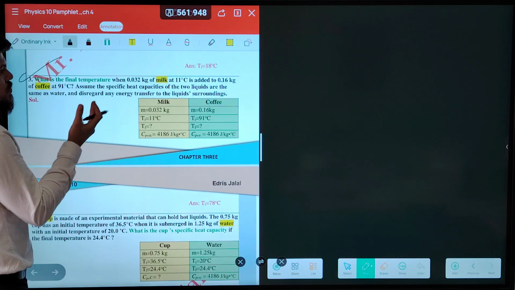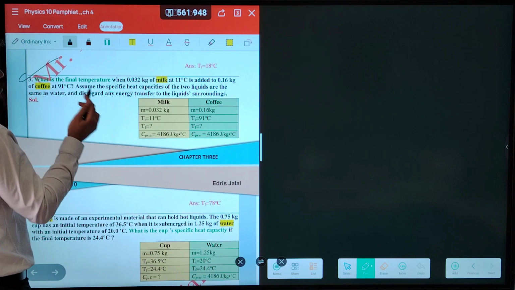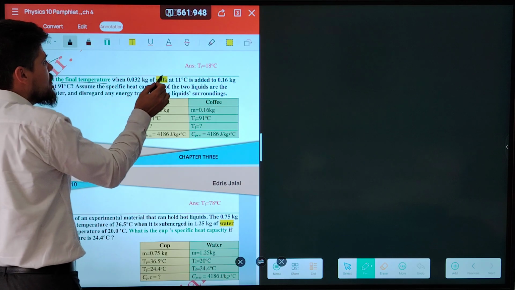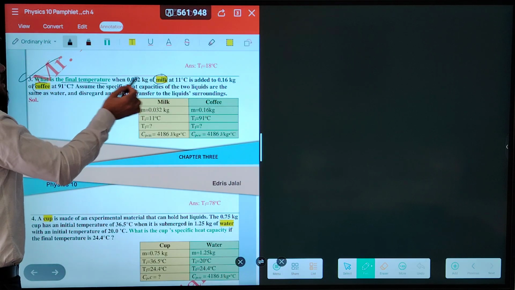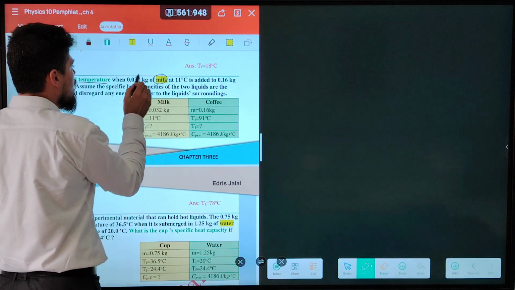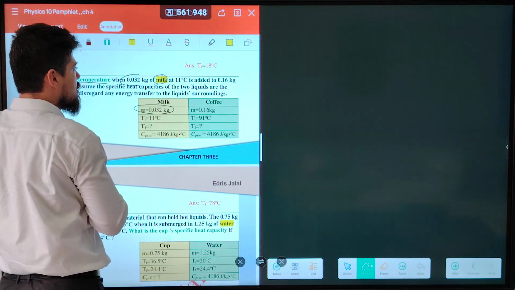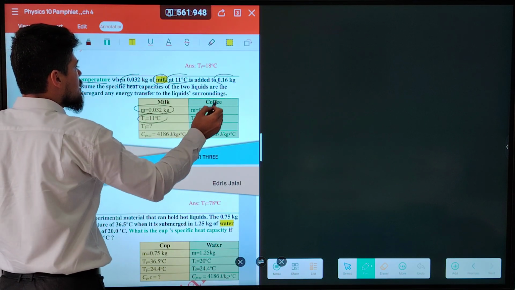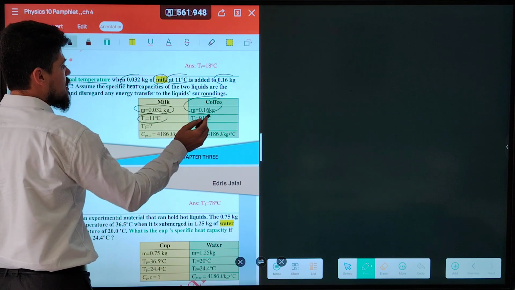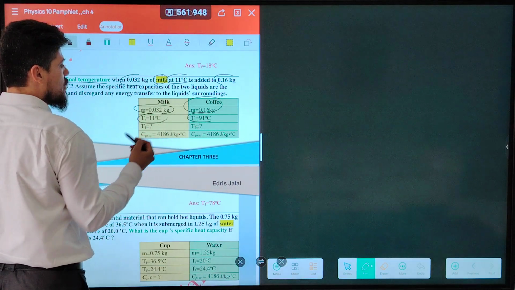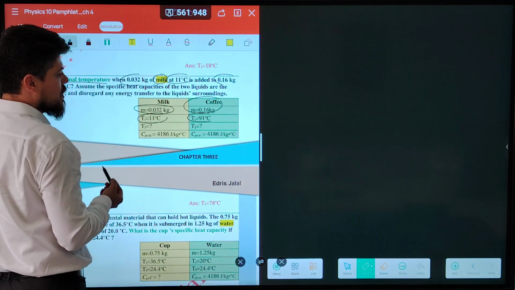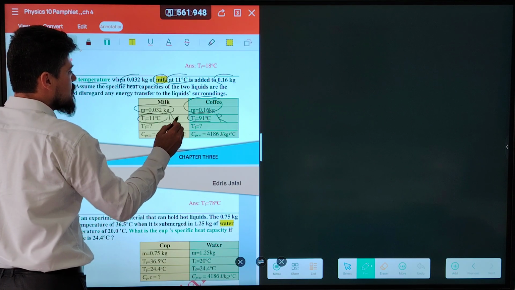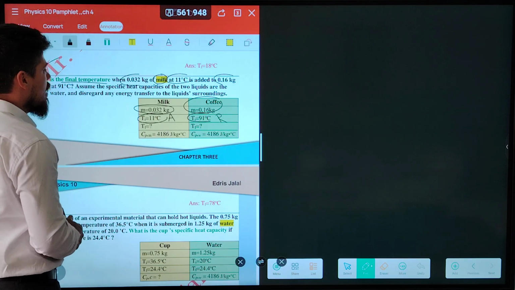Question 3, guys, also the same question as question 2 and question 1. Okay, it's not necessary to solve this question, but I will give you some information. What is the final temperature? Also, the final temperature is unknown. How many substances do we have? 2. Milk and coffee. Mass of milk 0.032, initial temperature 11. 0.16 mass of coffee, initial temperature is 91. Which one is hotter? Absolutely the coffee. Which one releases? The coffee releases and the milk absorbs, because coffee has higher temperature.